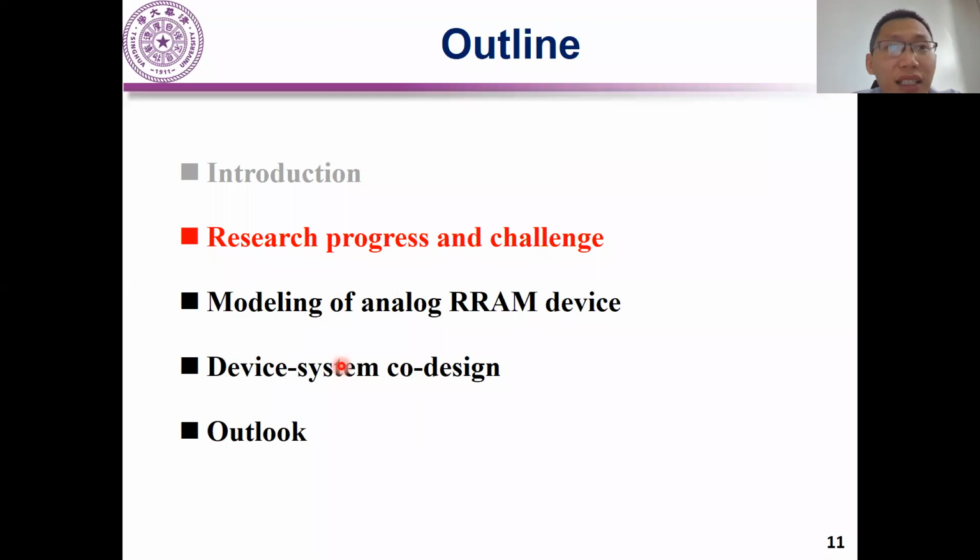In the second part, I will talk about the recent research progress and the challenges of this area.